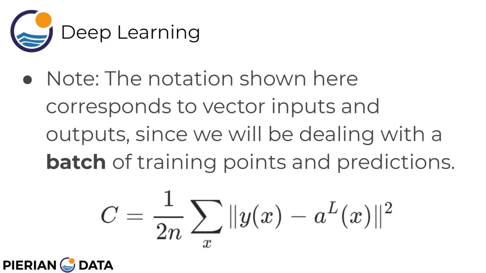So keep in mind the notation shown here corresponds to vector inputs and outputs, since we're really dealing with a batch of training points and predictions as we go along. But the main idea is you have C as the cost function. You're doing some sort of averaging, so that's why you have 1 over 2n, where n is the number of points. Then you're taking the sum of all those differences and squaring them.